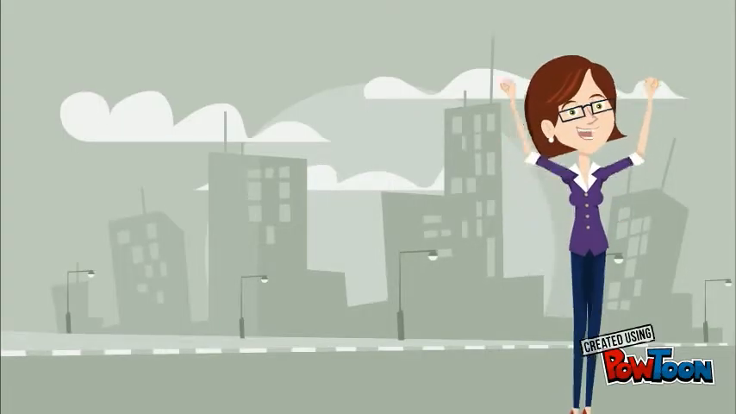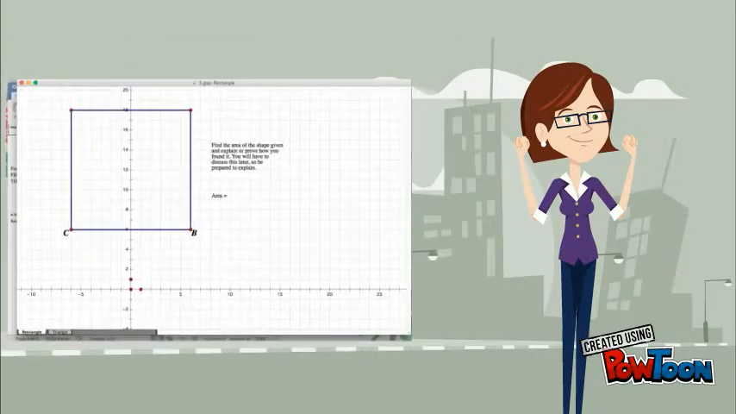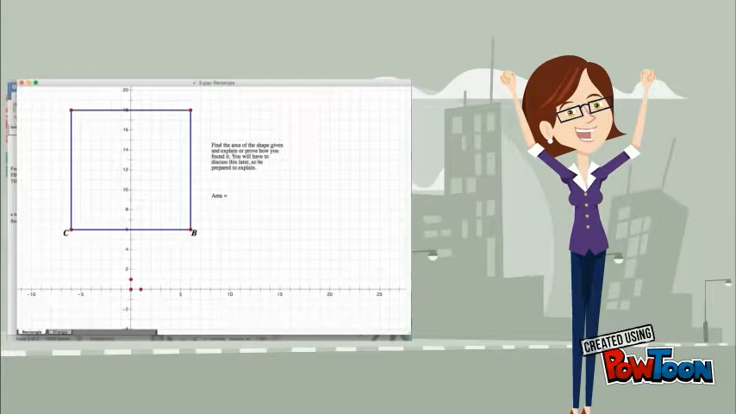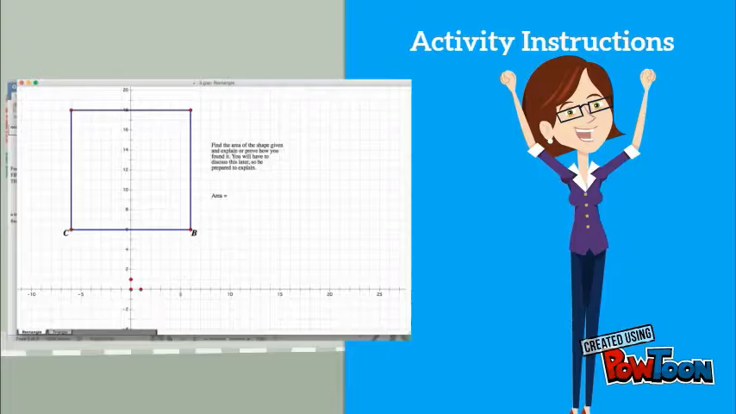Good morning, class. For today's activity, we will be engaging in the use of Sketchpad. Each of you will be given your own example to work with. On the very first page, there is either a rectangle or square depending on your personal example you're given. You will be asked to find the area of your shape.